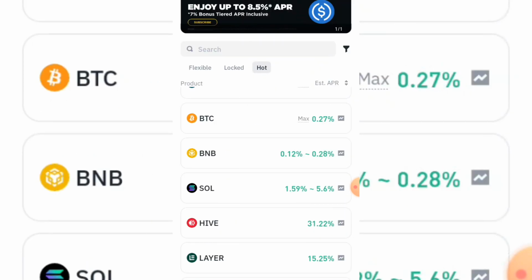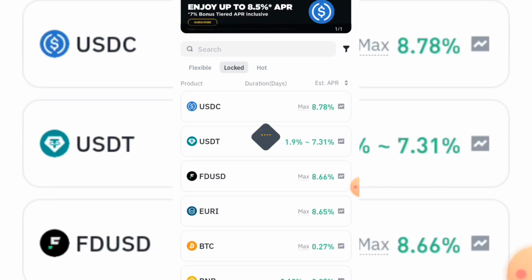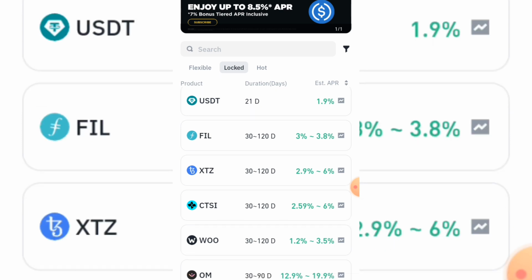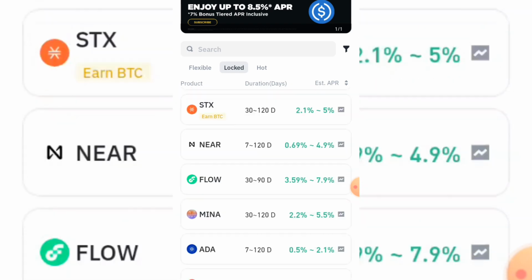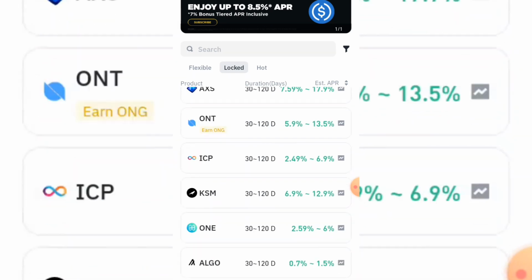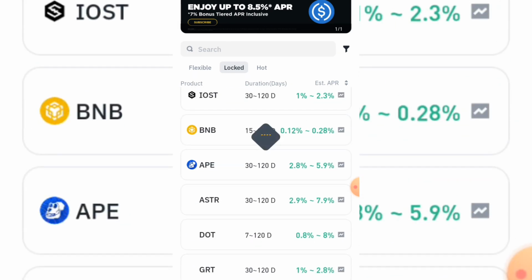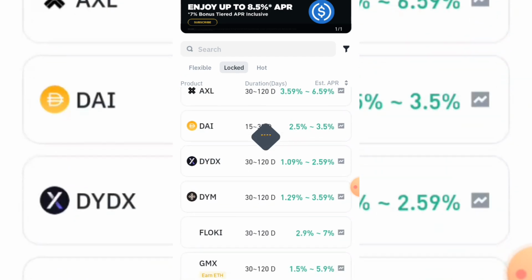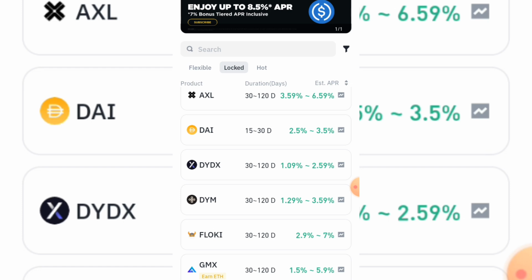and then you can see that this one is also different. Okay, so if you invest in the locked section, you will not be able to withdraw till the days that they give you elapse. This is 21 days. Some are even 30 to 120 days. So that's a maximum of 120 days. So if you want to lock your money for 120 days, you can do that. And if you also want to just take out your money anytime you want, you can also do that.